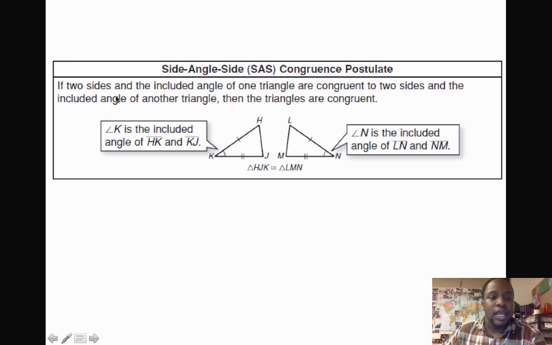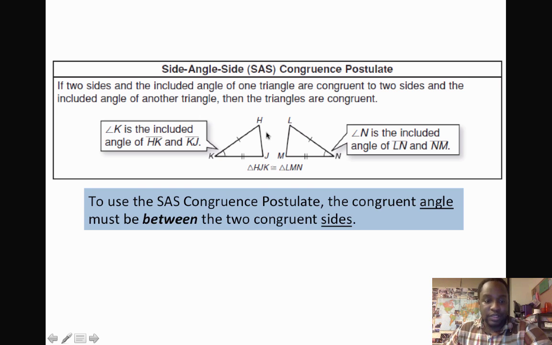If two sides and the included angle of one triangle are congruent to two sides and the included angle of another triangle, then the triangles are congruent. So we have angle K as the included angle, angle N as the included angle, and therefore these angles are going to be congruent. To use the SAS congruence postulate, the congruent angles must be between the two congruent sides. So for SAS, the angle needs to be in between the two sides. For ASA, the side needs to be in between the two congruent angles.